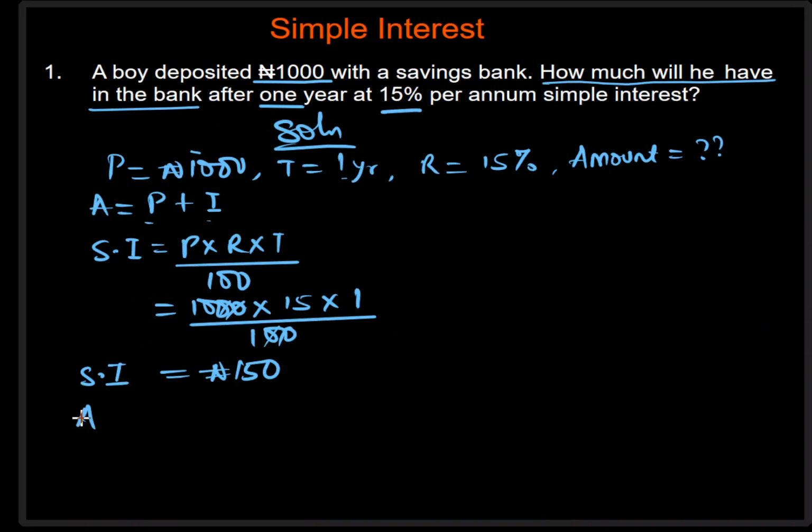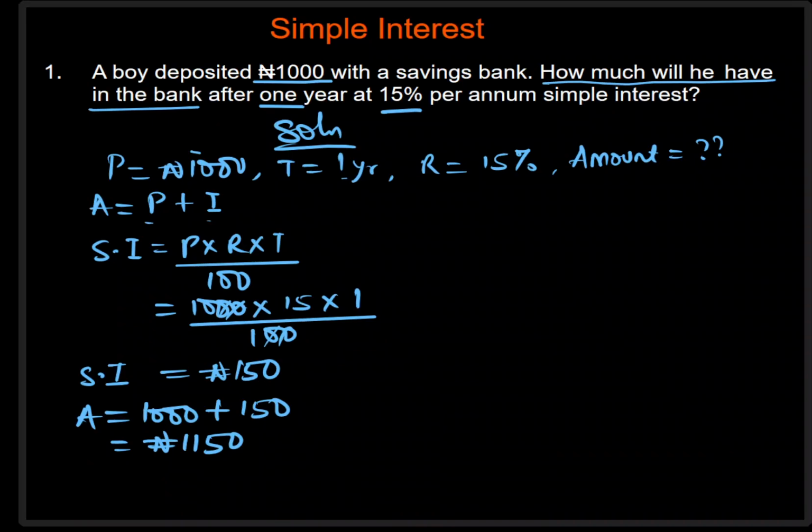And then we go to our amount equal to principal plus interest. That will be 1,000 naira plus 150 naira, and that will give us our amount, which will be 1,150 naira. So that's how we calculate amount. Amount is always equal to principal plus interest. All right, so let's move to number 2. Please, you can pause to carefully look at how that question is being solved.